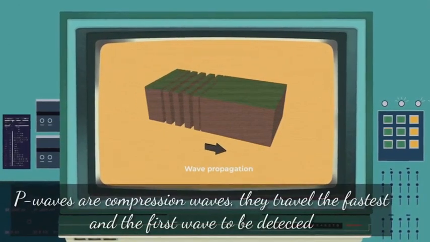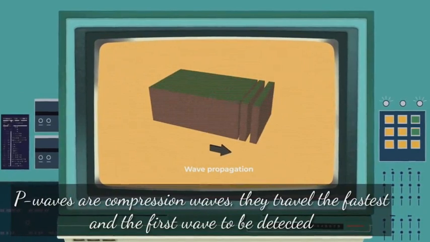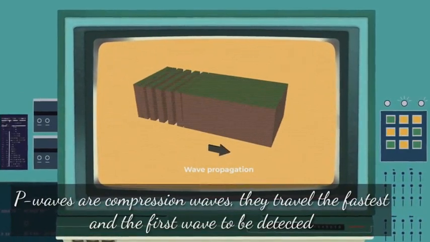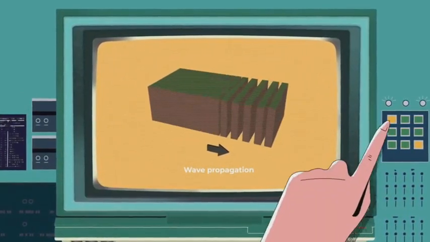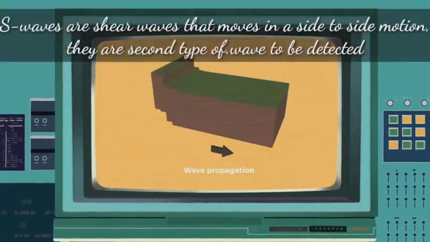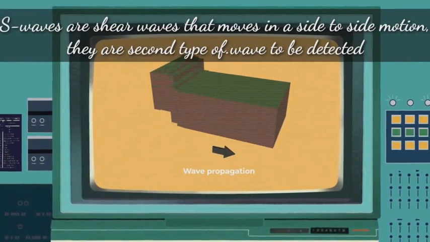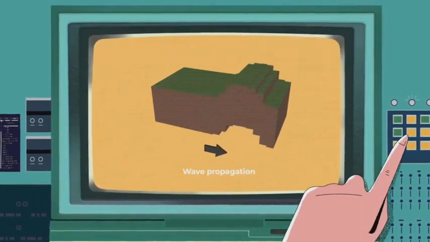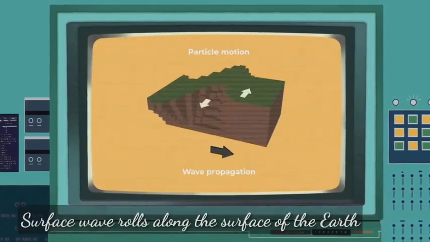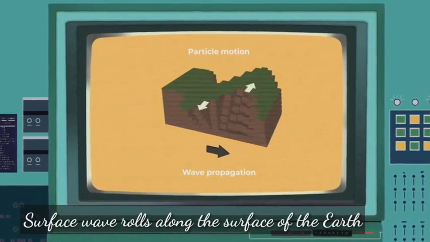P waves or primary waves are compression waves. They travel the fastest and are the first waves to be detected. S waves or secondary waves are shear waves that move in a side-to-side motion. They are the second type of wave to be detected. The last is the surface wave that rolls along the surface of the earth.